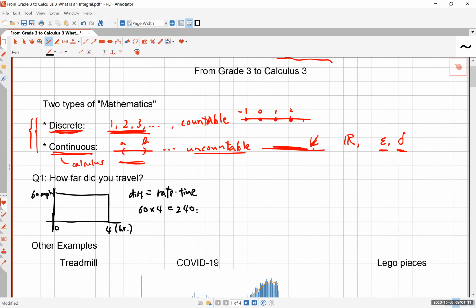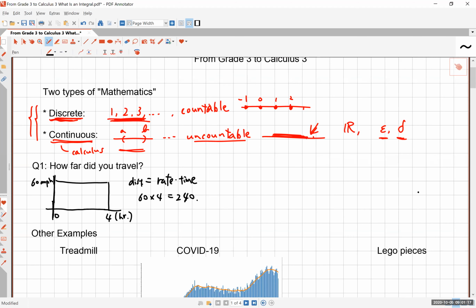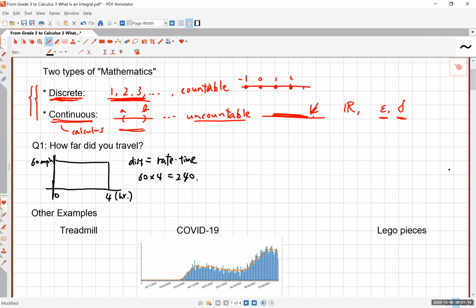Now, don't tell your friends and family that you just went to calculus 3 and you learned that 60 times 4 is 240. That's one way to solve the problem. You just multiply, right? But you can look at this as a function, which is a constant function at 60, in the interval from 0 to 4, right?